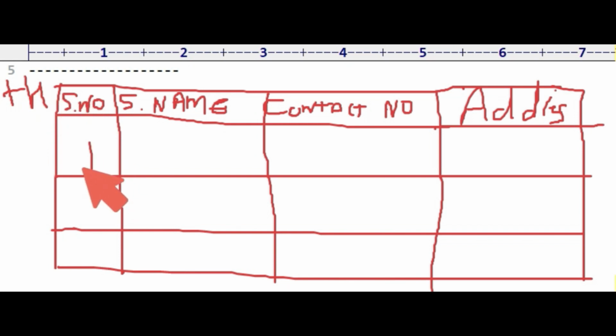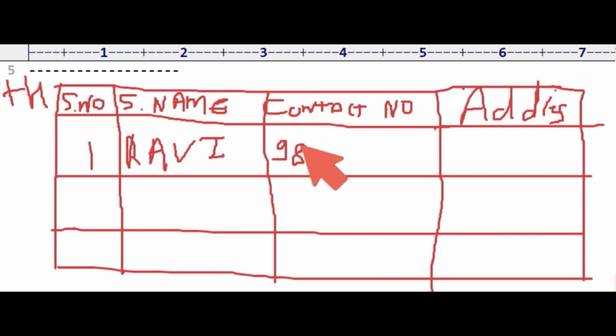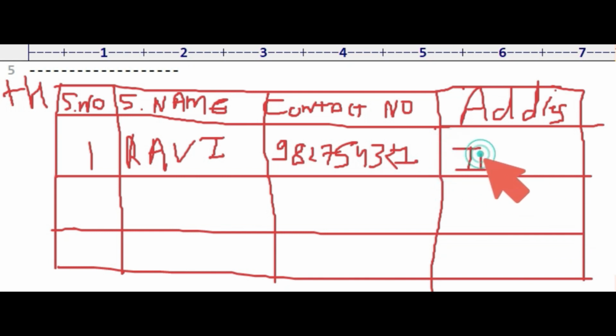And your student name, for example, Ravi, contact number, this is table data. Okay, address is Indore. So this is the table data. Is everyone able to understand now?